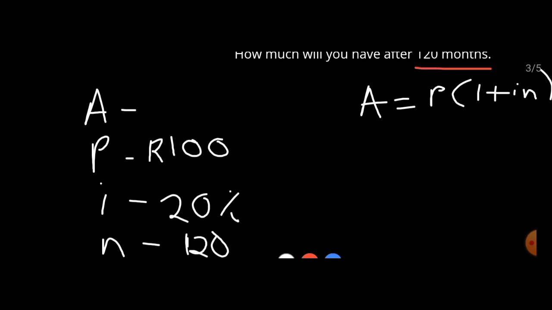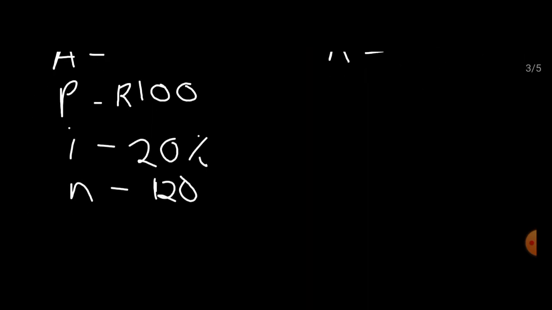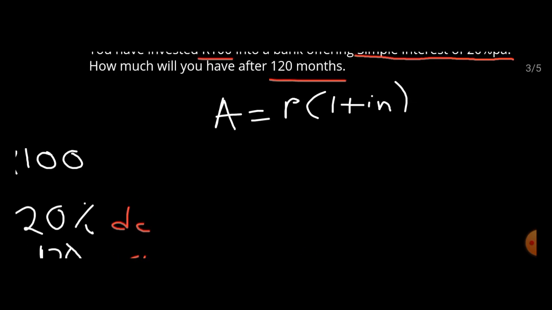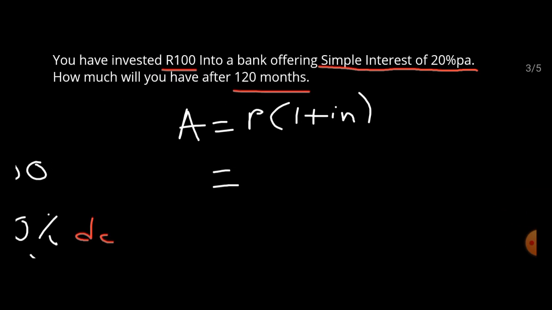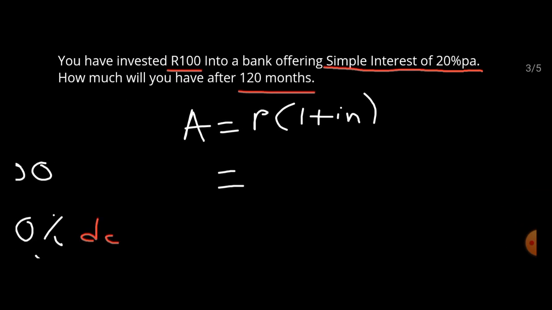All right, so let's go back to the formula. We already know the interest in decimal, and the n must be in years, right? So let's go back to the formula. Do we have our A? No. How much will you have after 120 months in the bank? That is where the interest accumulates. So A is the amount that we're looking for.